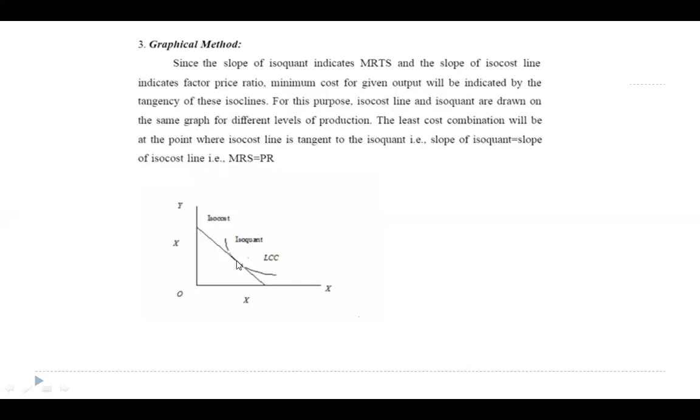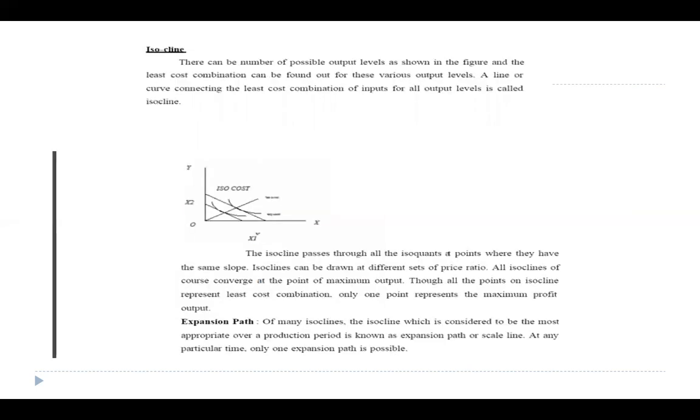So this is the point related to the graphical method, and in the graphical method, one important point you have to understand is what is isocline and expansion path. Isocline means a line or curve connecting the least cost combinations of inputs for all levels of output. See, this is the point where your isoquant and isocost line are tangent, where the slope is equal. If you plot the line passing through that point, we call that line an isocline.